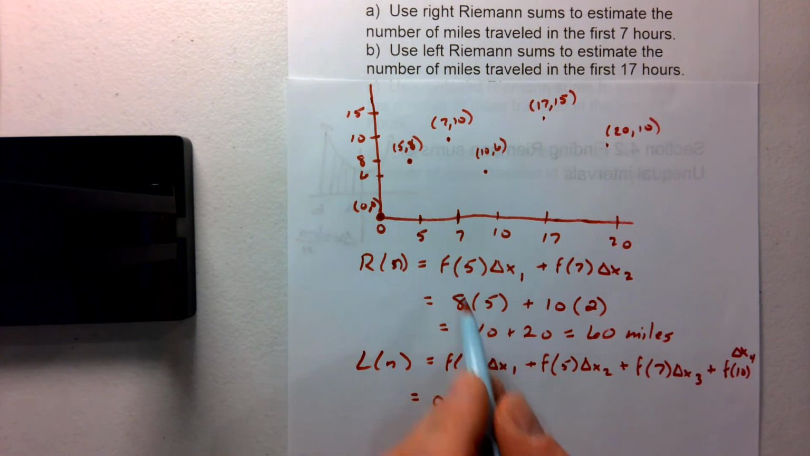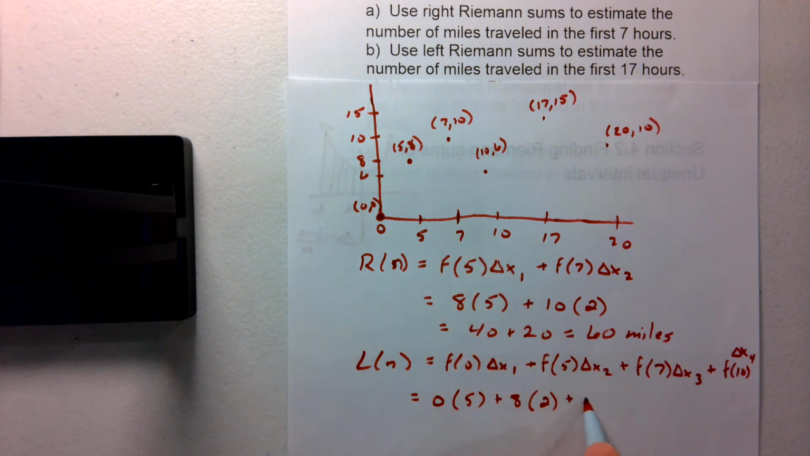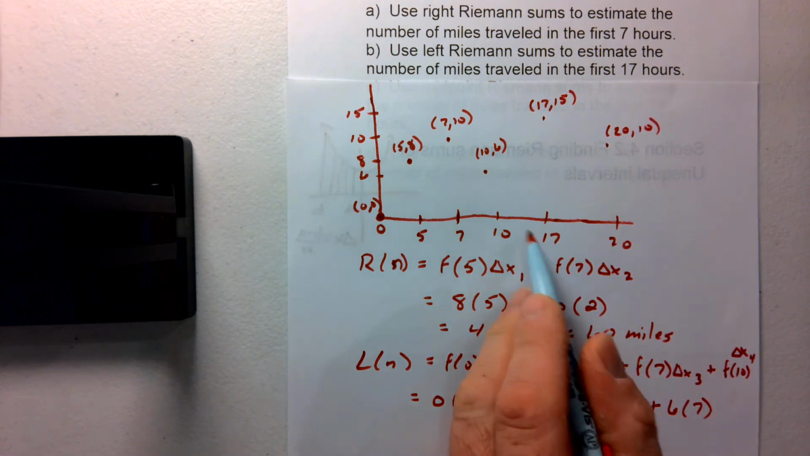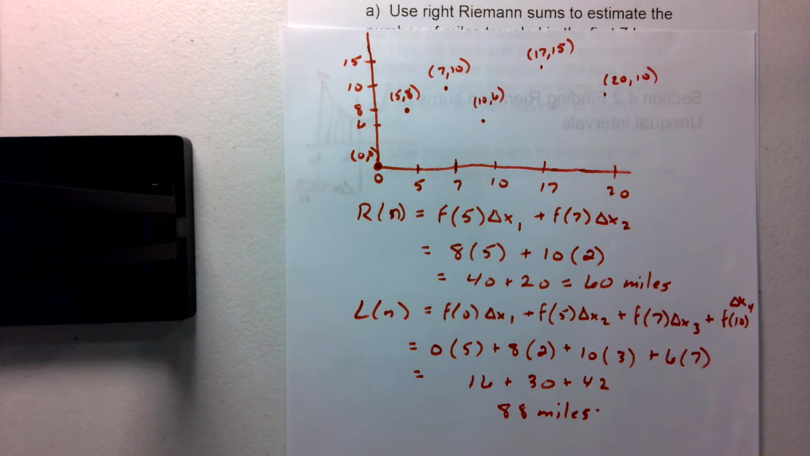To that, we're going to add f of 5, which is 8, times 2, which is our delta x. Again, delta x is that change in the x. F of 7 is 10, and then our delta x is going to be 3 in this case. And then f of 10 is 6 times 7, which is going to be the distance between 17 and 10. We can go ahead and add those together, or multiply and then add, so we get 0, 16 plus 30 plus 42. So here I got 72, 82, 88 miles will have been traveled. Yep, there you go, 88 miles traveled.